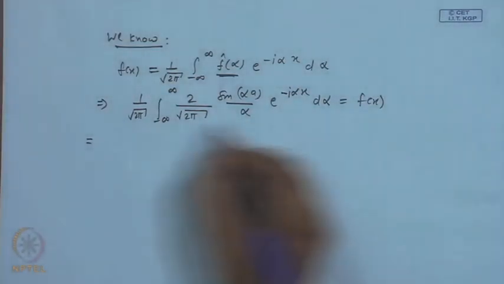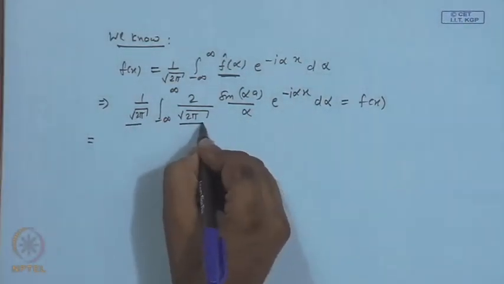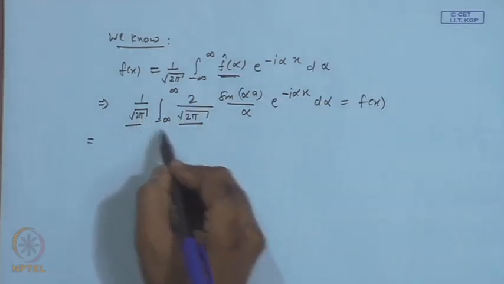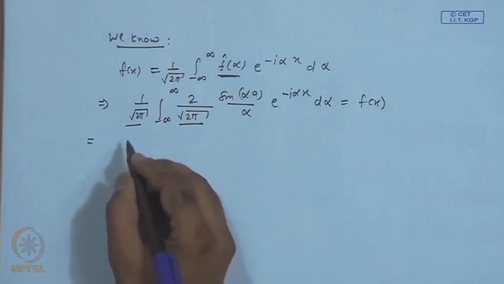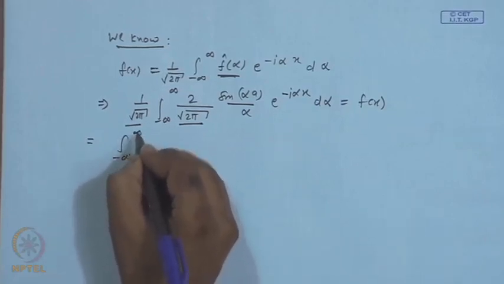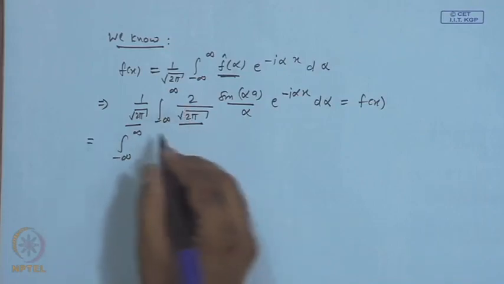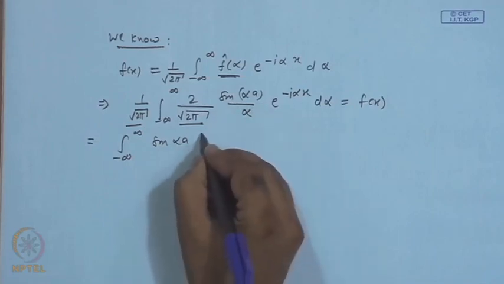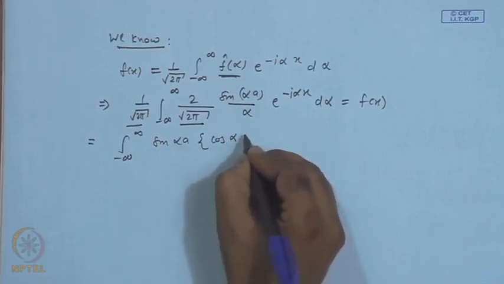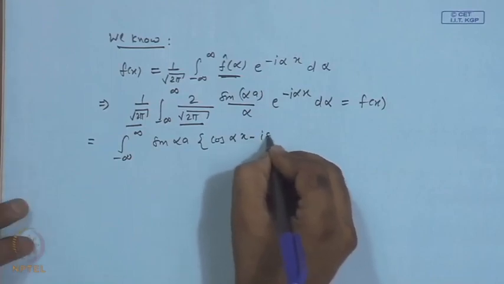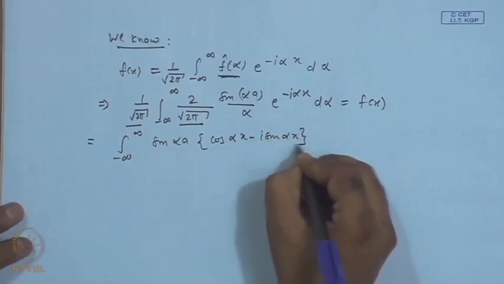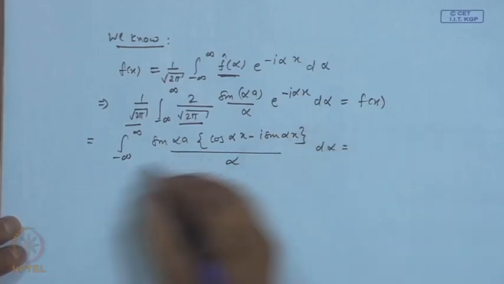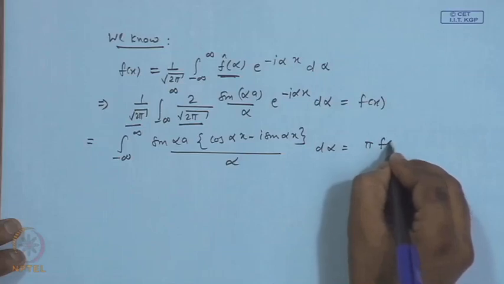So what we have now, this square root 2 pi, and this 2 we can cancel, so we have 1 over pi that will go to the right side of this integral. So we have the integral from minus infinity to plus infinity of sine alpha a, times cos alpha x minus i sine alpha x, over alpha d alpha.